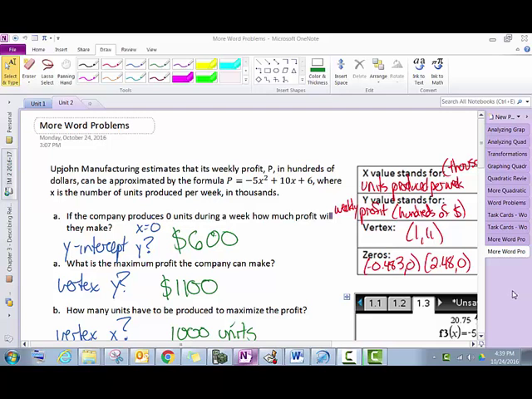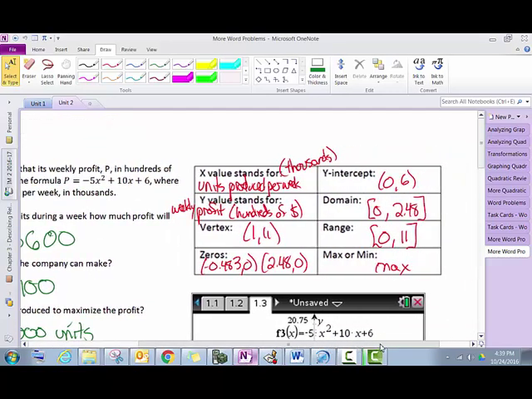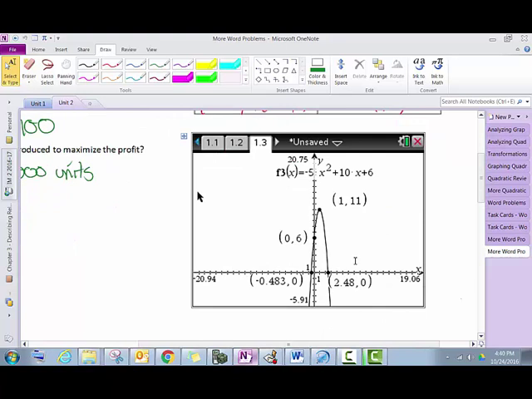All right, we'll do another review of a word problem, and then we're going to learn something new as well. So Upgen Manufacturing estimates that its weekly profit, P, in hundreds of dollars can be approximated by the formula P equals negative 5x squared plus 10x plus 6, where x is the number of units produced per week in thousands. So, graph it on the calculator first, then find your important points.